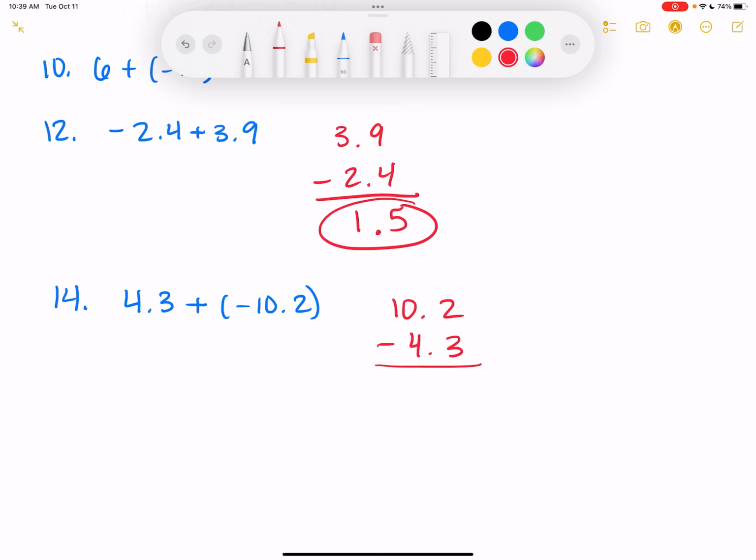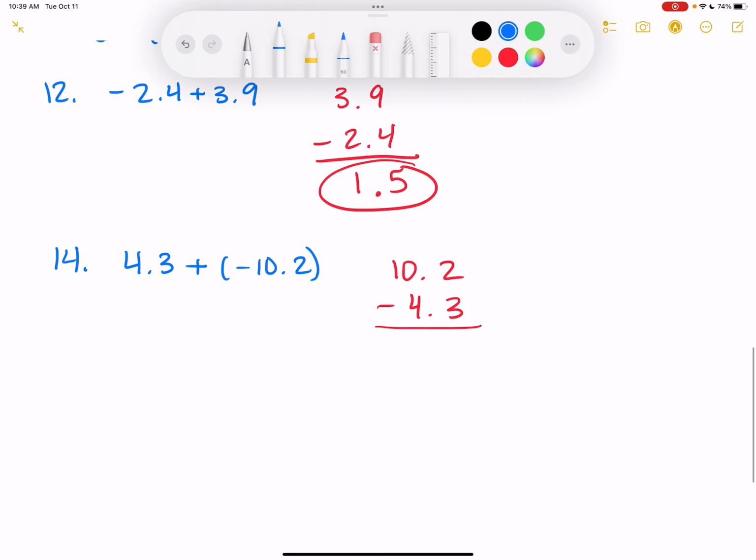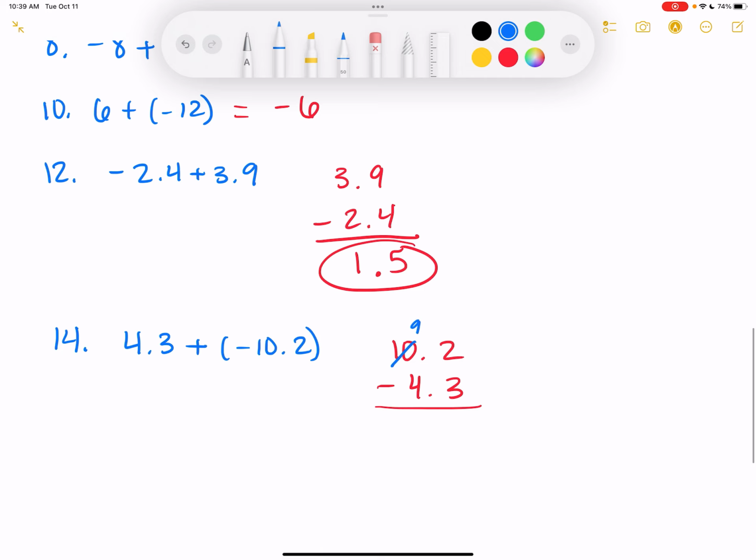So what do I get here? You have to subtract 1 from the 10. So this is going to become 9. You can move your 1 over. So 12 minus 3 would be 9. Bring down the decimal, and then we have 9 minus 4 is 5. So I have 5.9, but which number over here was bigger? 10. So this one is negative, so my answer needs to be what? Yep, negative 5.9.